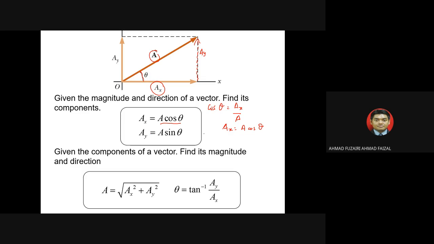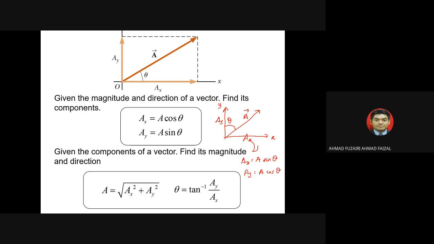And then if you look at AY, you can get sine theta equals AY over A, and AY is A sine theta. That's how they get A cos theta and A sine theta. But what happens if the vector is here, but the angle is here? You see, this is your y, this is your x. Imagine this is AX, and this is AY. Now your AX has become A sine theta, and AY is A cos theta.